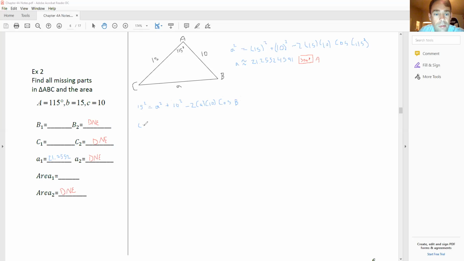So we're going to go ahead and get B by itself here. I'll add in that extra step there just to show how it all gets separated. So 15 squared minus A squared minus 10 squared, all divided by -2 times A times 10. We do inverse cosine. And again, we just plug it right into our calculator.